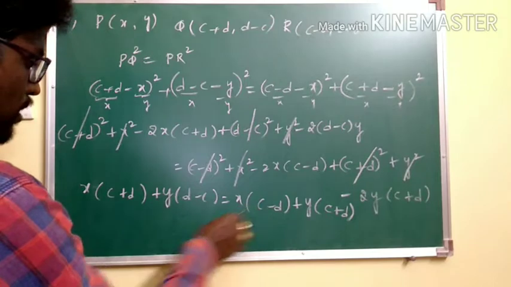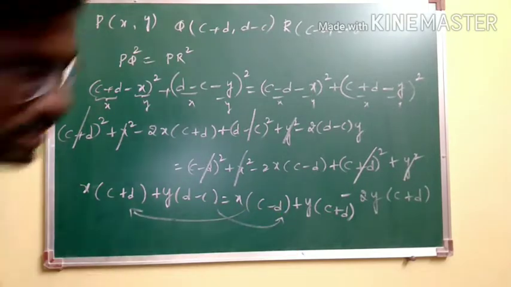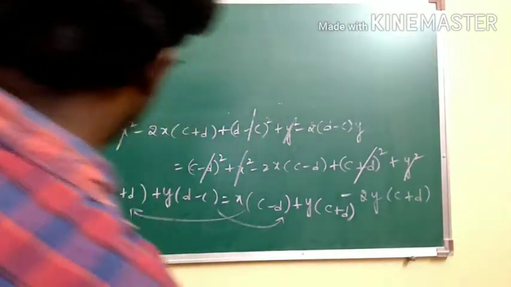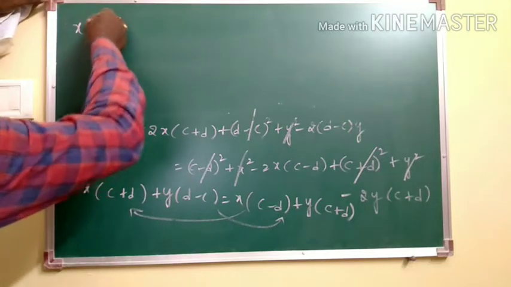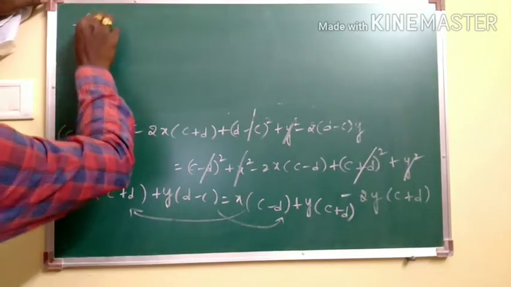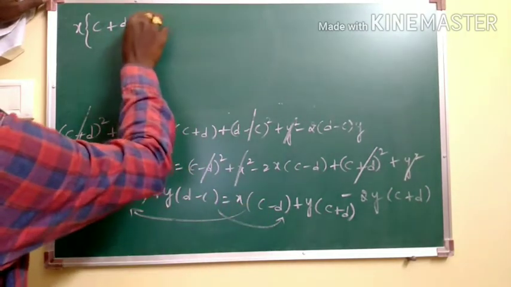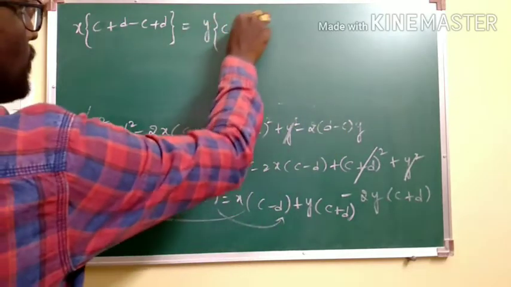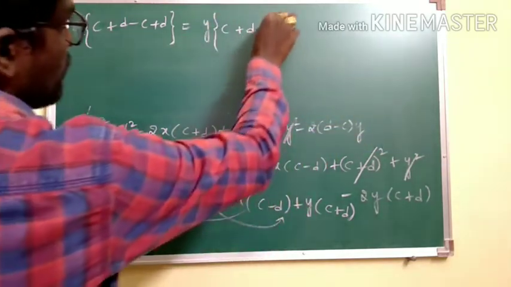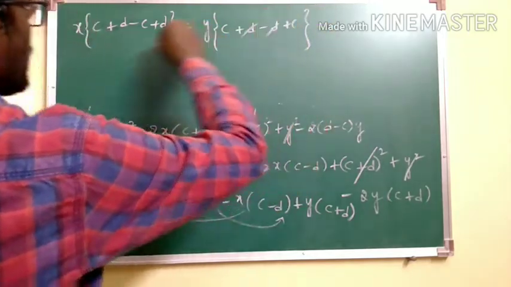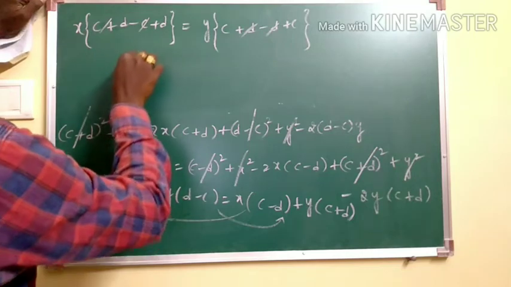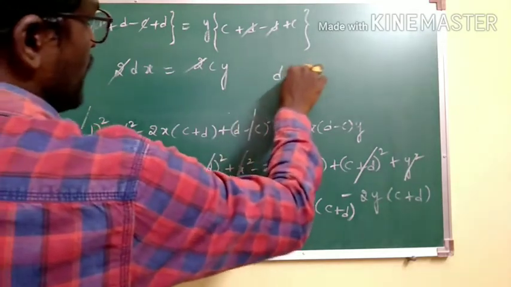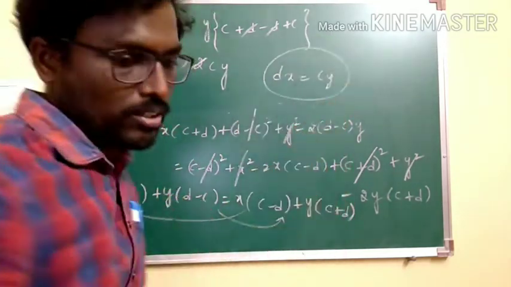What I am going to do is transpose all x terms to one side and all y terms to the other side, so that I will get the conclusion. See here, if you transpose all x terms to one side and take x common factor, (c plus d) minus (c minus d) is equal to y, if I take common factor, (c plus d) minus (d minus c). These two get cancelled, these two get cancelled. 2dx is equal to 2cy. 2 gets cancelled, and hence we are getting dx is equal to cy.